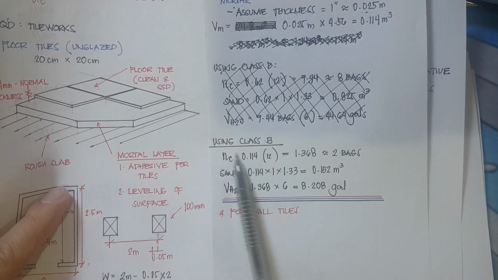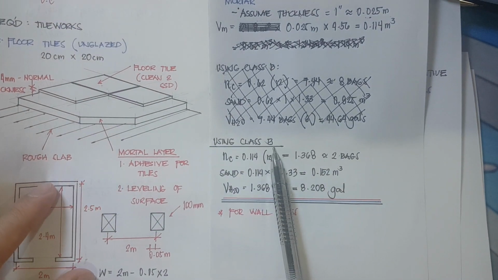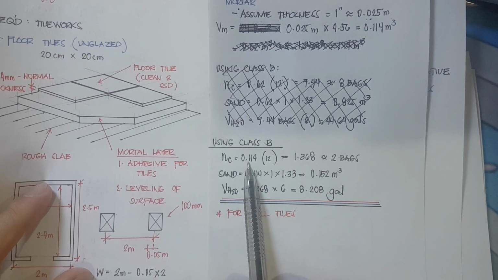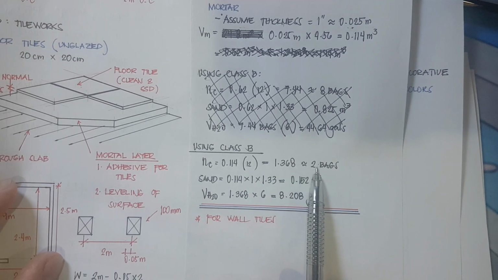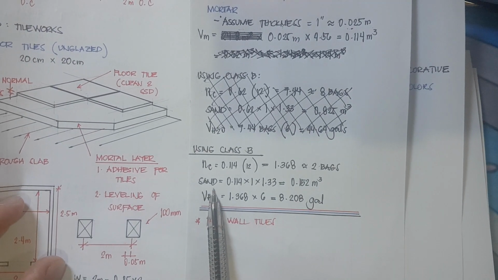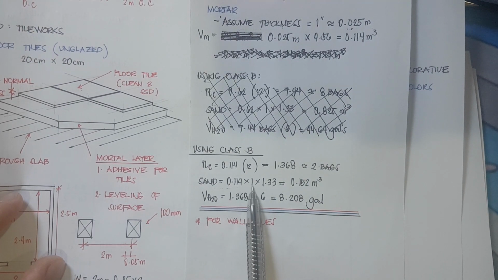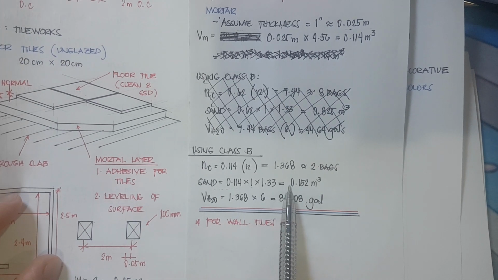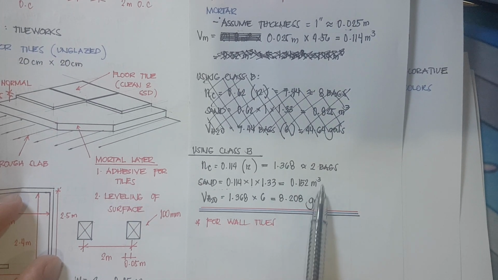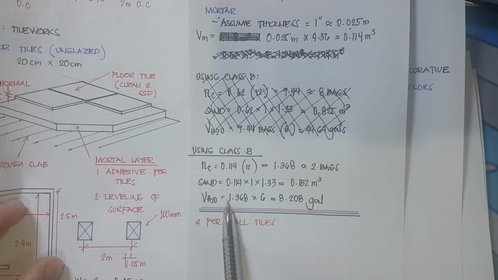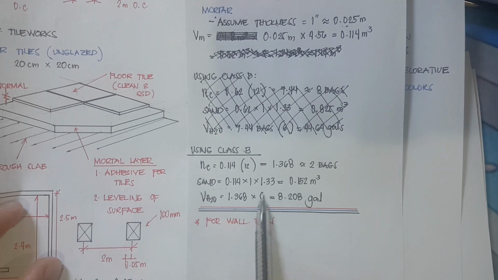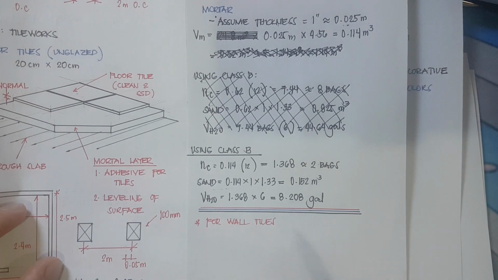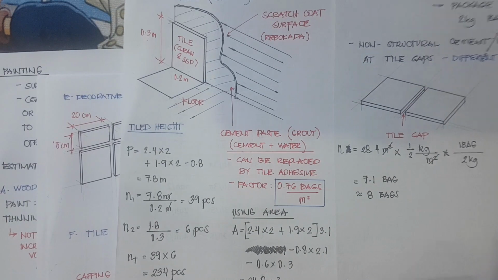Using Class B for mortar, number of cement is 0.114 times 12, that is 1.368, and that is equivalent to 2 bags. And sand is 0.114 times 1 times 1.33, and that is equivalent to 0.152 cubic meter, while the volume of water is 1.368 from the number of bags times 6 gallons, is equivalent to 8.208 gallons. Okay, now we proceed with wall tiles.